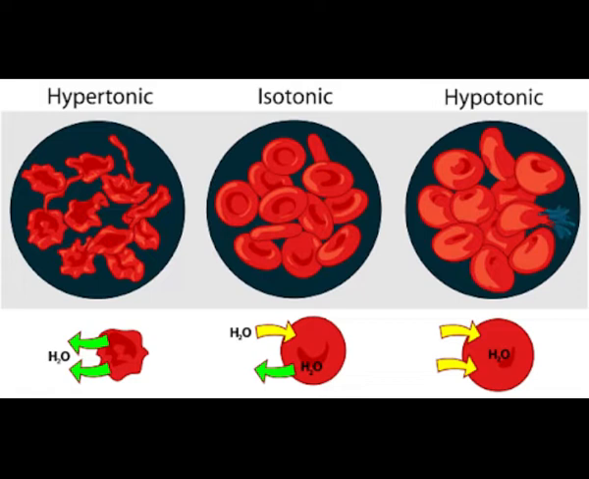Now in B, the cell is placed in a hypertonic solution, water entering the cell is less than the water leaving it, so the cell shrinks in size and loses its shape and the solution outside is hypertonic. Now the third case is hypotonic. Hypotonic means water entering the cell exceeds the water leaving it. So here the cell slightly enlarges or even bursts. So the solution outside is hypotonic in nature.